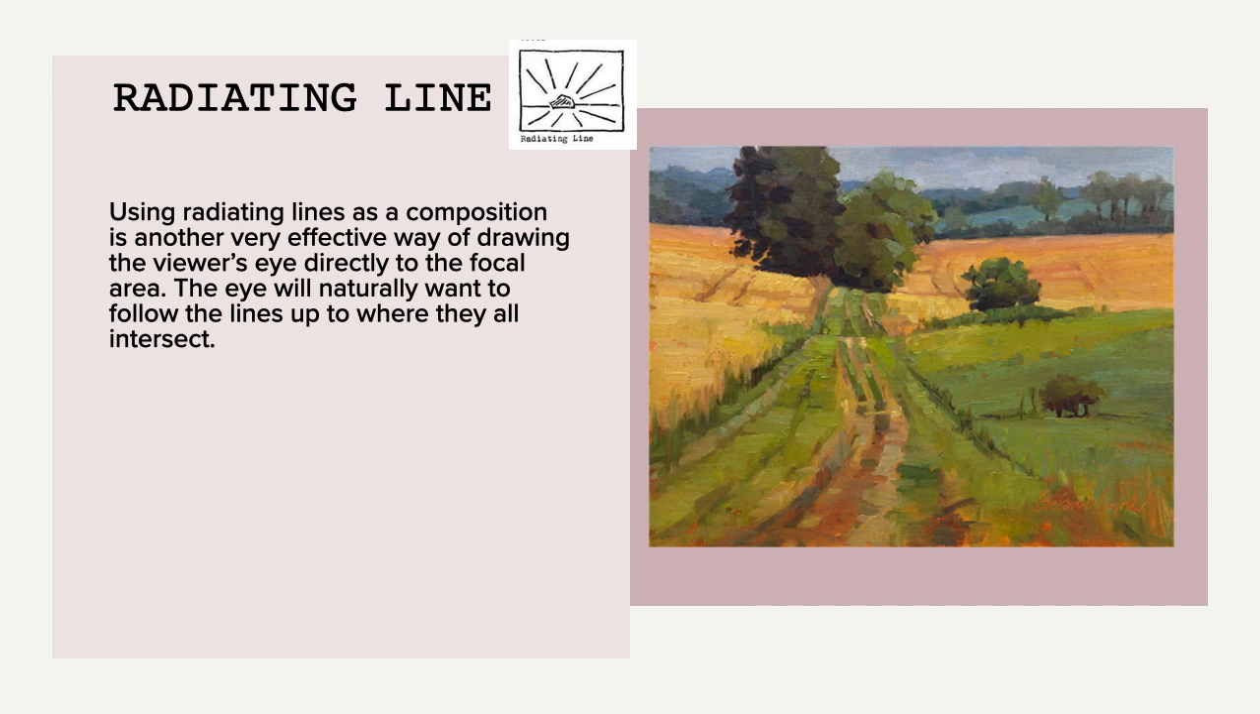You want to kind of picture a sun, and the rays of the sun are the radiating lines. This is useful because the eye naturally will follow lines and will watch where they lead to. And if you have a whole series of radiating lines leading to a point, you can place your focal point on that point where they all intersect.